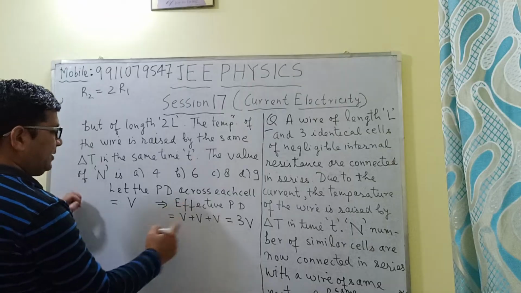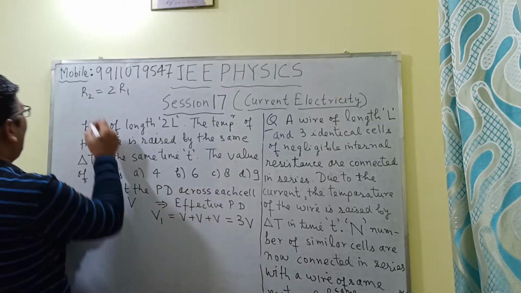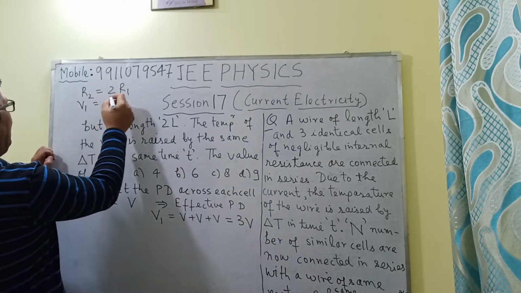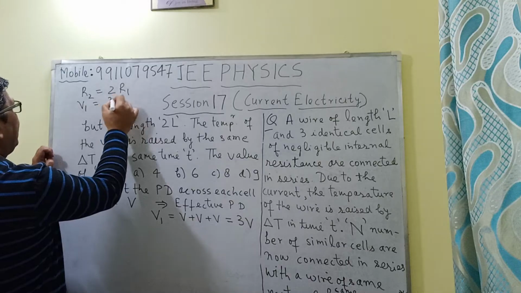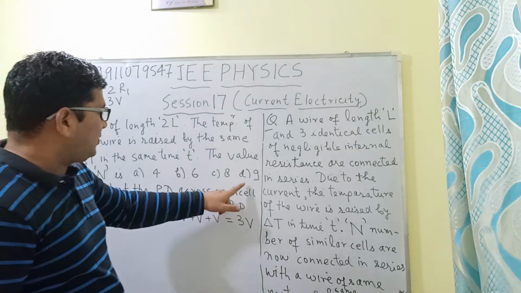Okay, now if I take this effective potential difference as, let's say, V1, so I will be writing that the potential difference in the first case, that is the effective potential difference in the first case, will be equal to 3 times V, where V is the potential difference across each cell.